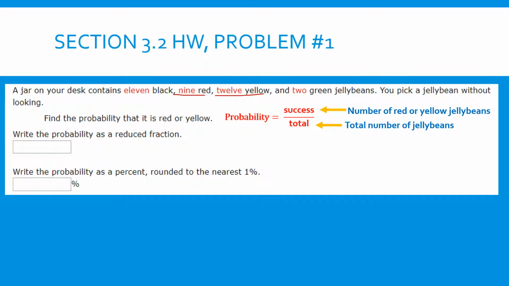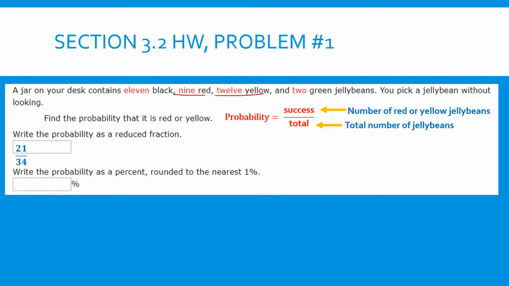Now for the total number, here you need to add up all of the jelly beans. So that's 11 plus 9, that's 20, plus 12, that's 32, plus 2 is 34. So we said that's 12 over 34. Oh, I'm sorry, I said 12. It's 21 over 34. 9 plus 12 is 21.